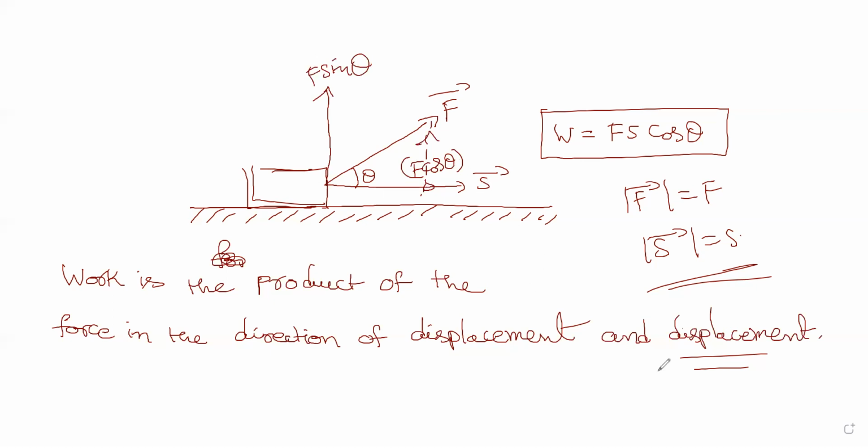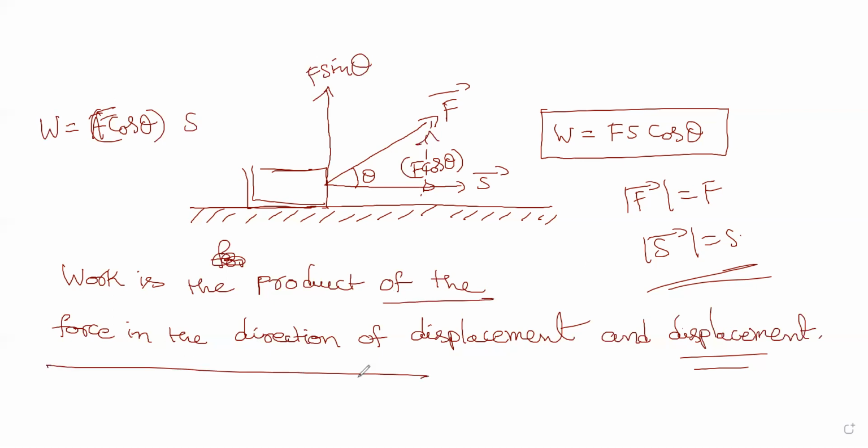So F cos theta times S, as usual, the work can be written as F cos theta times S. So this is another way of writing this. Okay, it's the component of the force along the direction of displacement. So it's the product of the force in the direction of the displacement and the displacement itself. So that's how one can write.